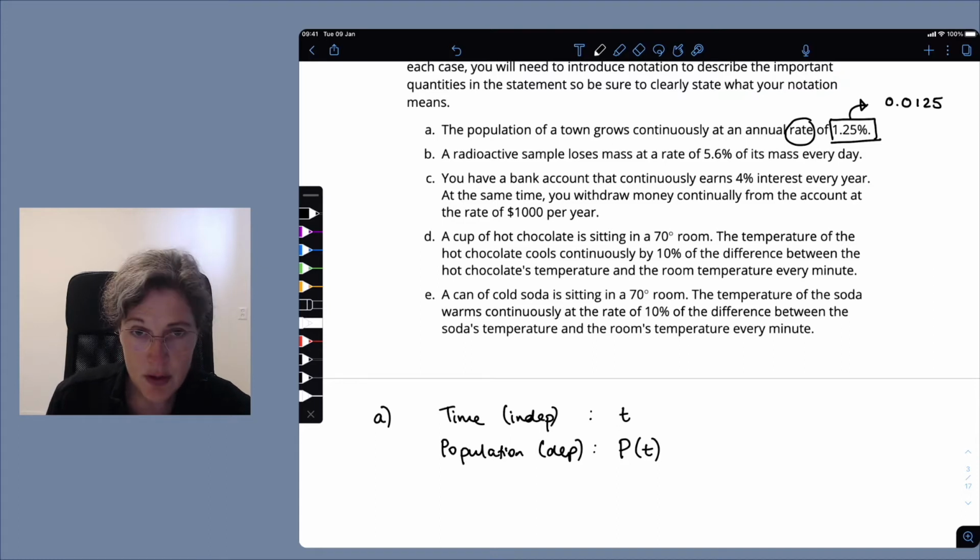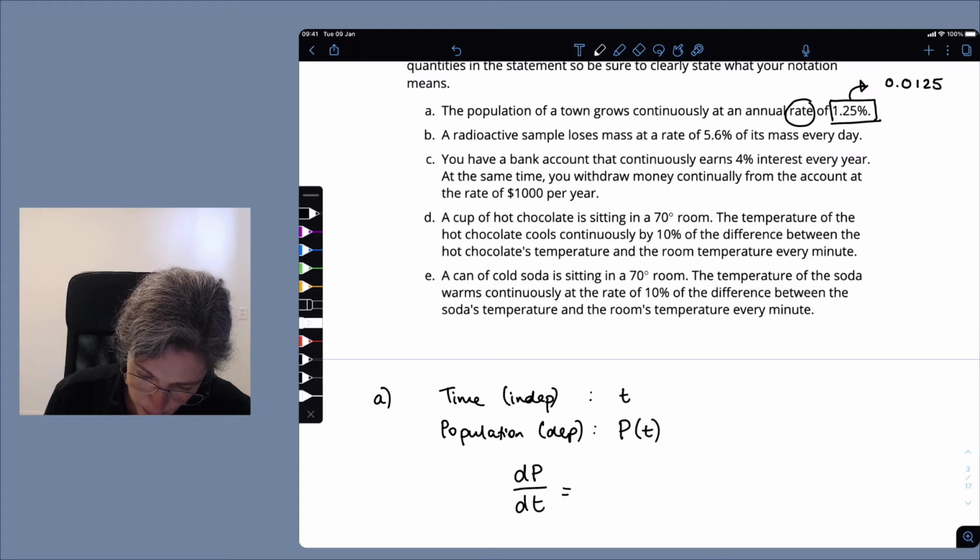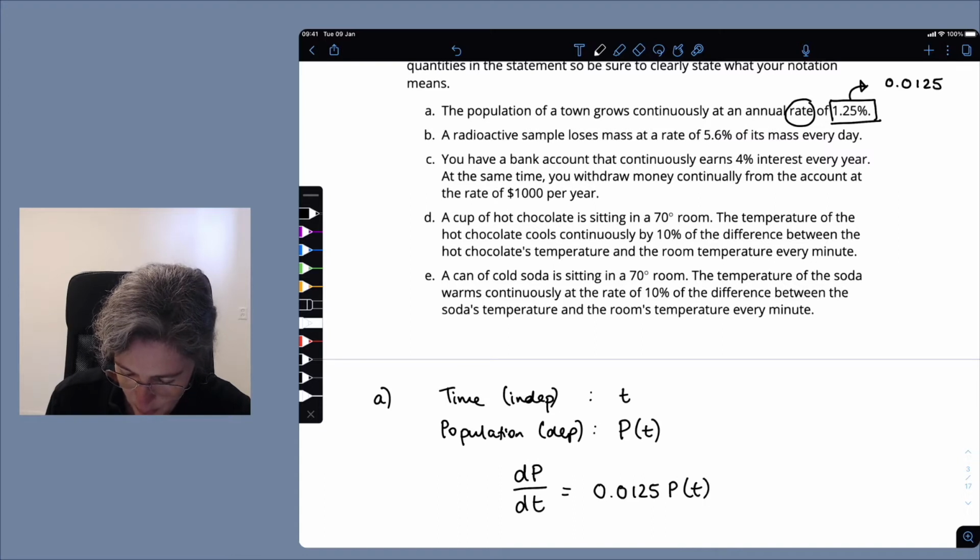So if it's a rate, we have a rate of change of our population, so that's going to be dP/dt. And what is that rate? Well, it's 0.0125 times whatever the current population is, because it's changing at 1.25% of the current population. So we just write down straight away 0.0125 times P(t).